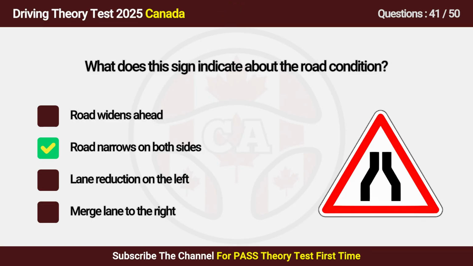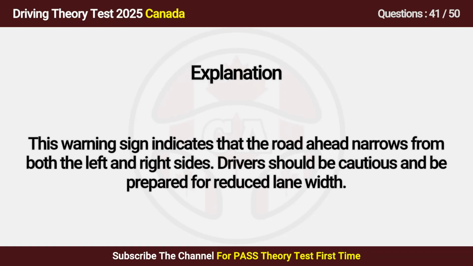Answer is B. Road narrows on both sides. This warning sign indicates that the road ahead narrows from both the left and right sides. Drivers should be cautious and be prepared for reduced lane width.